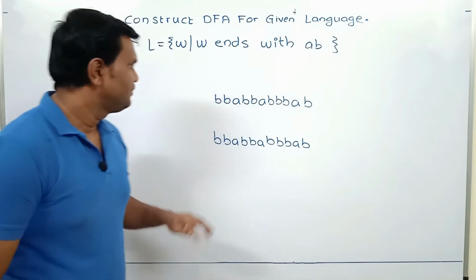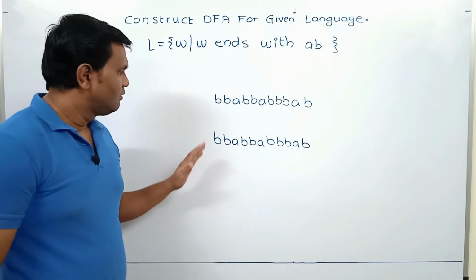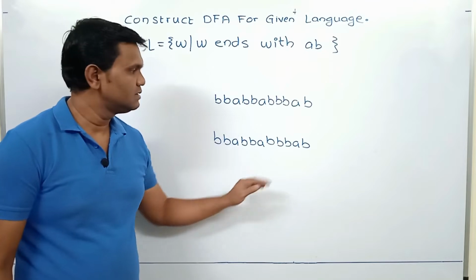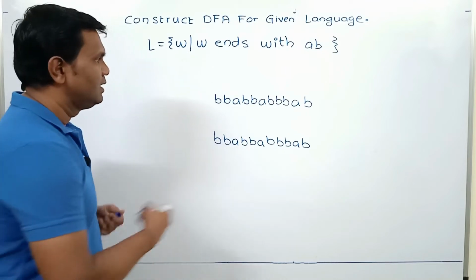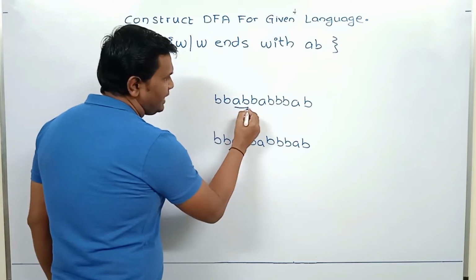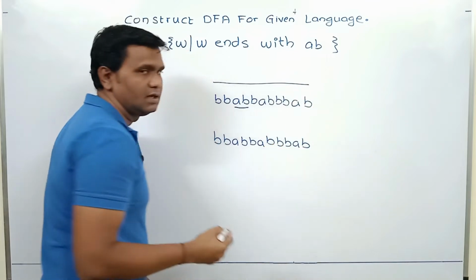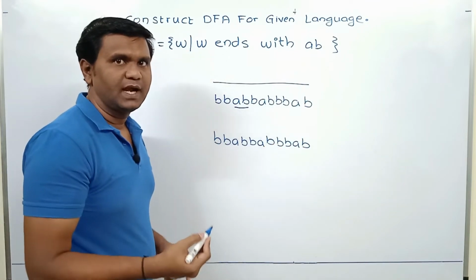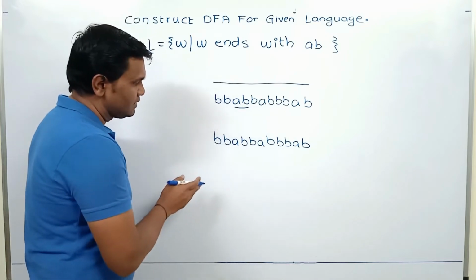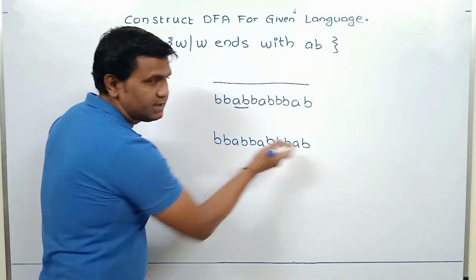But the difference is, in the substring condition, we have to find AB only once. For the ends with condition, it does not matter how many times AB appears; the string should end with AB. In case of substring, once we find AB, we are sure that this string contains substring AB and the string should be accepted. But in case of ends with condition, the string should end with AB.